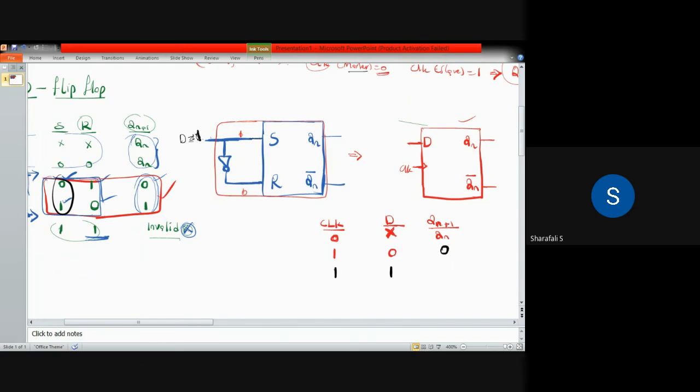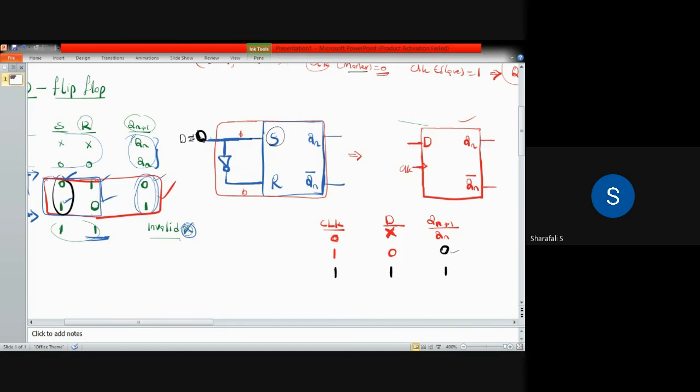When your D equal to 1, D equal to 1 means S equal to 1. Sorry, in this case it will be reset, so reset will be equal to 0. For D equal to 1, your S is 1, so it is going to become set state, and in that case this output will become 1. Set means 1, so this will be 1. Reset means 0. So I will repeat that.